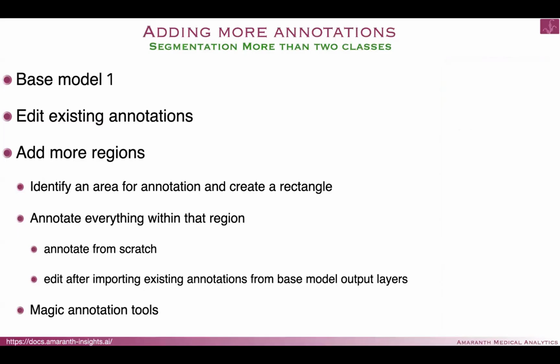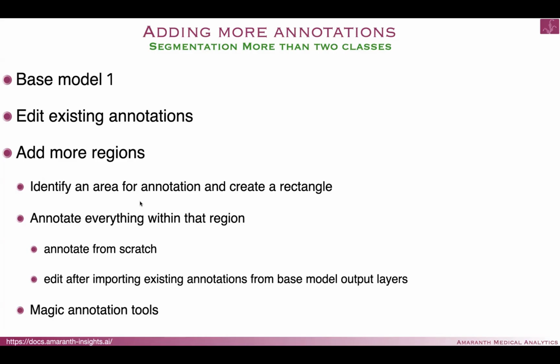Next, we will see how we can add more annotations for segmentation where we have more than 2 classes. That's the base model one. You can edit the existing annotations and add more regions. Identify an area for annotation and create a rectangle. That would be the area you will fully annotate. Then you annotate the smaller area within that, and then the smallest. So you go in the order of size, typically.